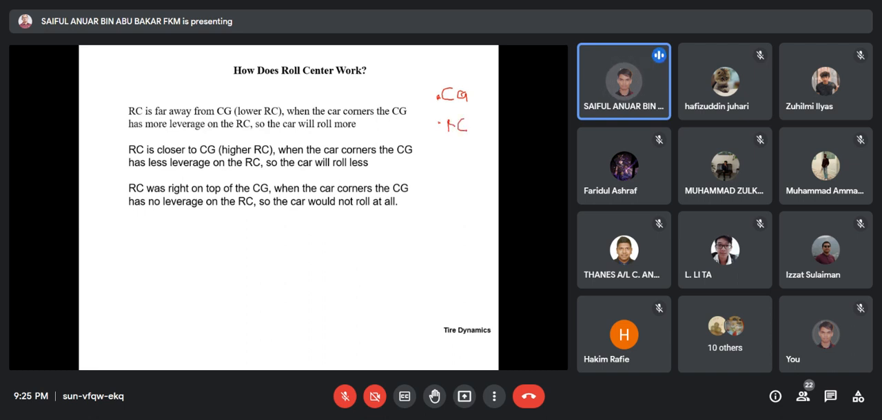Okay, when the car corners, you need to remember the centrifugal force is always acting on the CG. So in this one, the car will roll. About this one, if the RC is closer to the CG like this, okay, this is the CG, this is the RC, it is shorter. So the car will roll, but it will roll less.